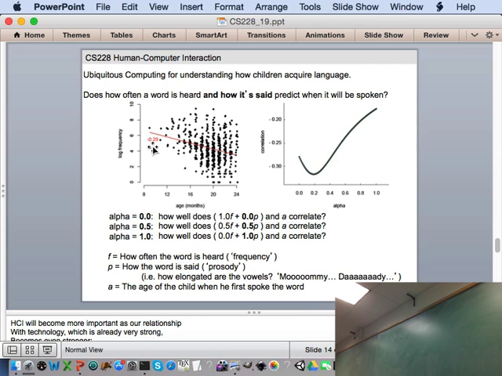Then they move the alpha slider bar a little bit to the right, which means now the next dot along is 99% F and like 1% P. And as we keep sliding alpha from the left to the right, we get all the way out here, where alpha equals 1, we're just using P, just the way in which the word was spoken. And we wanted to see how well just P predicts A. How well did just P predict A? That's this point up here. Did P predict A well or not?